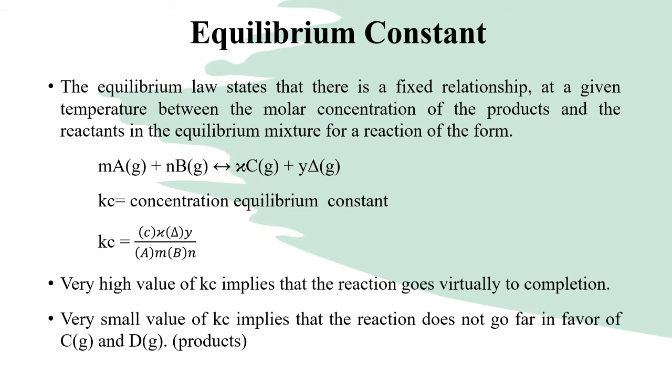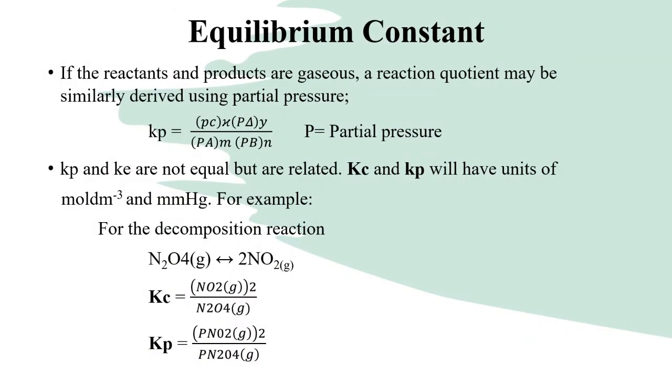Very high value of K implies that the reaction goes virtually to completion. Very small value of KC implies that the reaction does not go far in favor of what? The product. If the reactant and the product are gaseous, an expression may be simply derived using what? Partial pressure. We have partial pressure, KP. Our P is partial pressure. You can see the result, our KP: KP equals PC to the X, PD to the Y, over PA to the M, PB to the N.